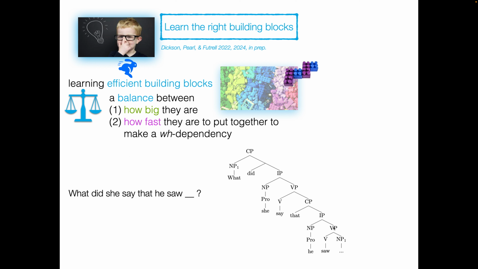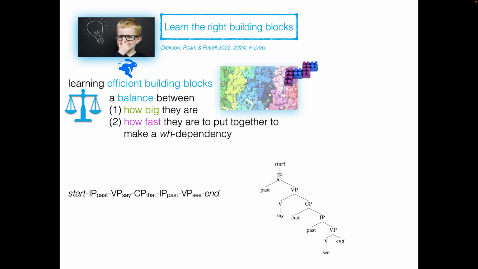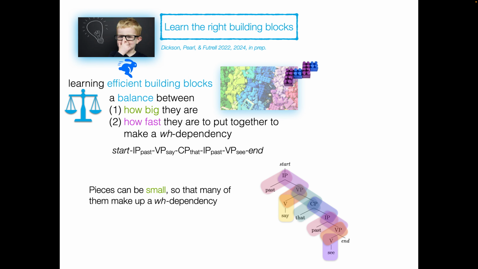And you might represent the structure like this, and if you kind of zoom in on the syntactic path, it maybe looks more something like this, right? Or you can think about it as being something like this, right? You've got this path that's connecting the WH word to where the gap is. Okay, so with that in mind, you can talk about the size of your pieces. Pieces can be small, so that many of them make up a WH dependency, right?